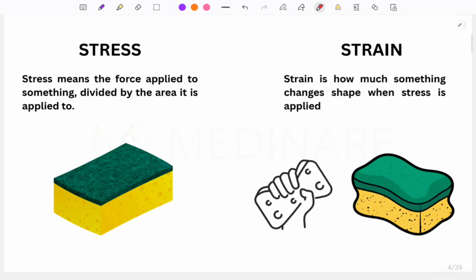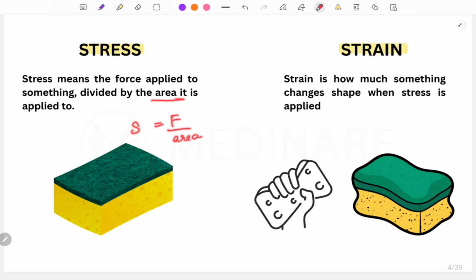Alright, and let's look at these two basic terms, which are stress and strain. Stress means the force applied to something divided by the area it is applied to. These are not exact definitions. I'm just giving you one simple explanation to understand the basics better. While we clean dishes, we apply force to the sponge. Force that we give externally is applied on this object divided by the area. So stress is equal to force divided by area.